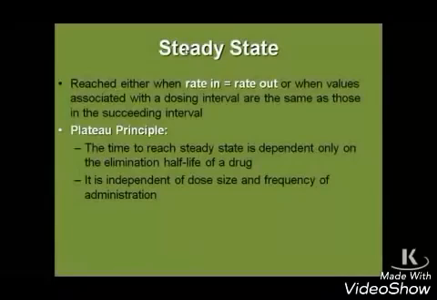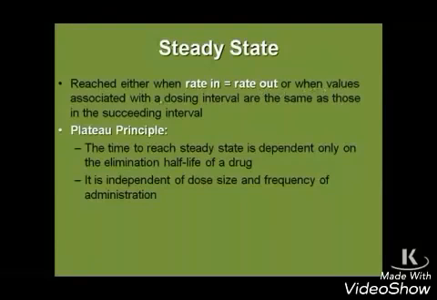Our next concept is steady state. Now, steady state is reached when the rate in is equal to the rate out, or when the values associated with a dosing interval are the same as those in the previous interval. And of course, achieving a steady state in the plasma is really a goal that we use in our maintenance dose equations. We're trying to achieve and to maintain a steady state. We refer to steady state as the plateau principle because ultimately as the drug rises in the plasma, we're trying to reach that plateau. Okay?